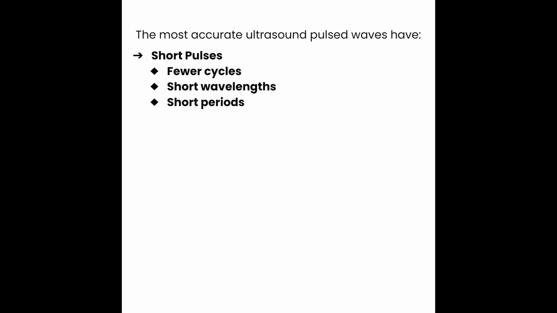So ultimately, as sonographers, we are trying to create the most accurate ultrasound image that we can. And to do so, we need to know what creates accurate images. And so when we look at pulse waves, we know that short pulses are going to create a more accurate ultrasound image, especially in B mode imaging. Short pulses are going to be made up of fewer cycles, shorter wavelengths, short periods, and high frequencies.